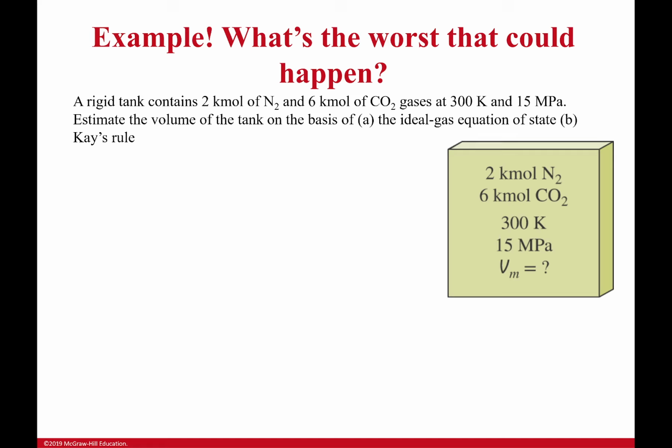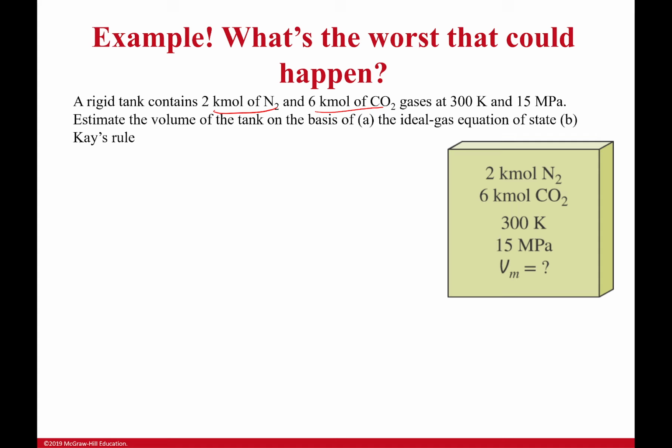So let's actually practice using our Kay's rule. Last time we learned how we can calculate our compressibility factor, and we treat our mixture as a pseudo-pure substance to do that. So what we have is a rigid tank. It contains 2 kilomoles of nitrogen and 6 kilomoles of carbon dioxide. It's at 300 Kelvin and 15 megapascals. And we want to figure out the volume of this tank.